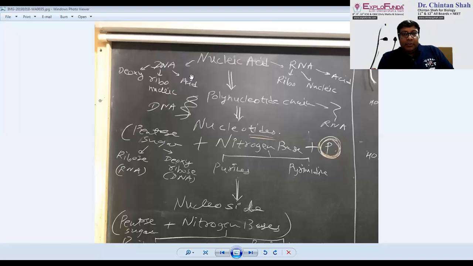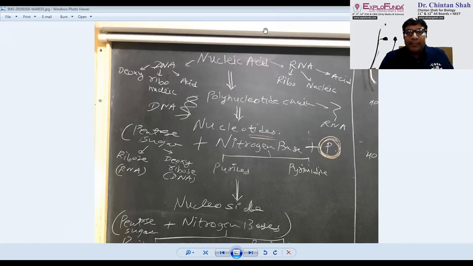So again, nucleic acid is what? Deoxyribonucleic acid, and another one is ribonucleic acid. So DNA and RNA. Don't forget to say polynucleotide chain, because polypeptide chains are present in the protein. The whole chapter is about DNA and RNA. But at the end of the chapter, there will be translation in which a polypeptide chain is formed. So in translation a polypeptide chain is formed, but here it is a polynucleotide chain.